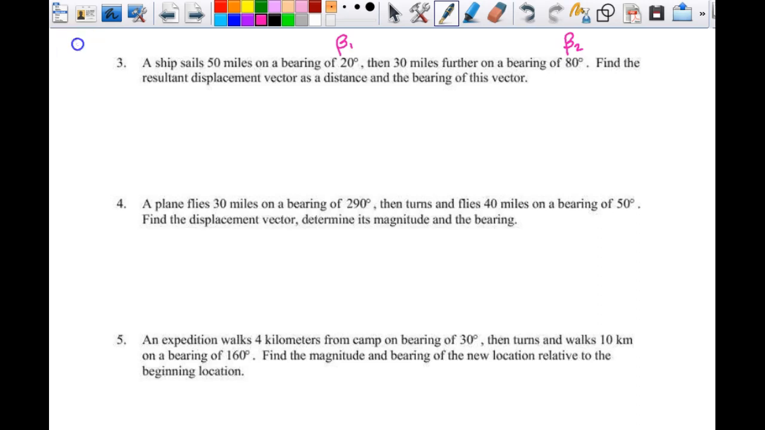If I have true north, right, and I'm on a bearing of 20 degrees, how do I find theta? 90 minus beta, right? So if you need to draw yourself a little picture, wrap your mind around it, there you go, if you don't remember what to do. So my first theta is just 90 minus that first beta, which is 20. And my second theta is 90 minus, what was it? 80, which is going to give me 20 and 70.